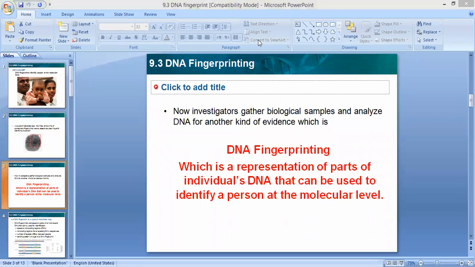So DNA fingerprinting has become most used now because it's a kind of more evidence. Okay, they study the print of DNA at molecular level. At a molecular level means at the size of DNA, which is a representation of parts of individual DNA that can be used to identify a person at a molecular level.